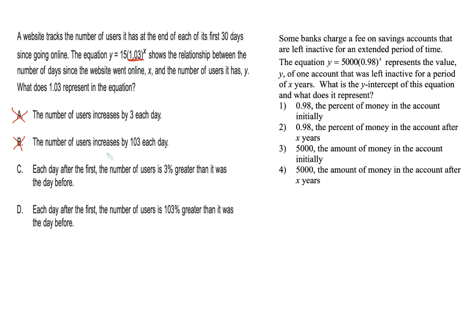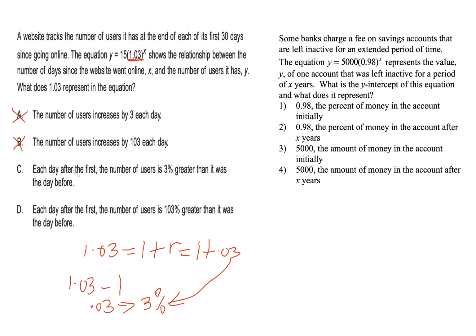The 1.03 is your growth factor, but we know it is not increasing by 103. When you unpack this, it is actually 1 plus your rate. So if you take 1.03 and subtract 1, you're going to get 0.03. And remember, that is a decimal. And when you change it to a percent, it's actually 3%. So this is 1 plus 0.03, which is your 3%. Each day after the first, the number of users is 3% greater than it was the day before.